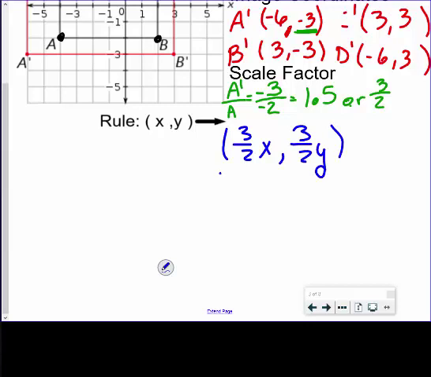What's another way you could write the rule? 1.5 x, 1.5 y. If we chose a different point, would we get a different answer? No. So if it doesn't matter which point we choose, why are we writing them all down? Just in case on the test it writes it differently. So you want to keep writing them all down?